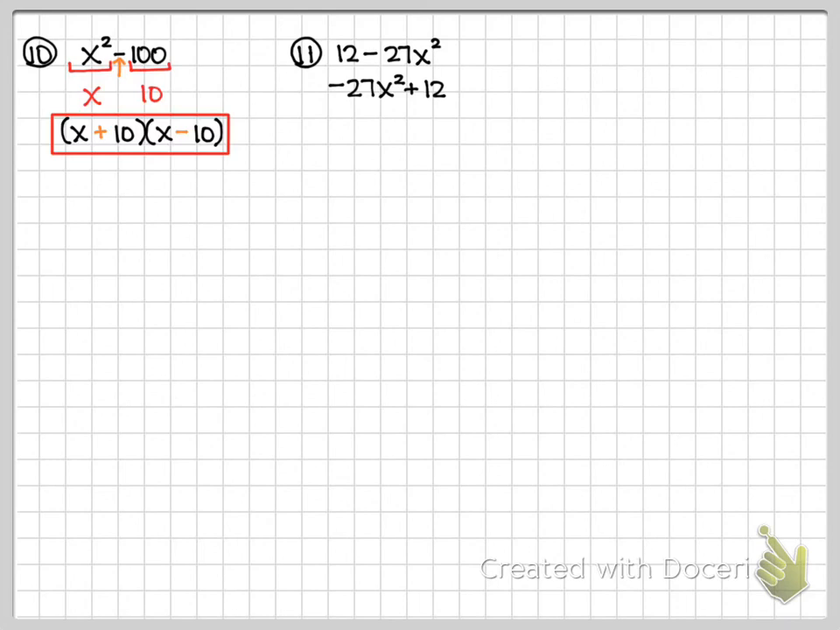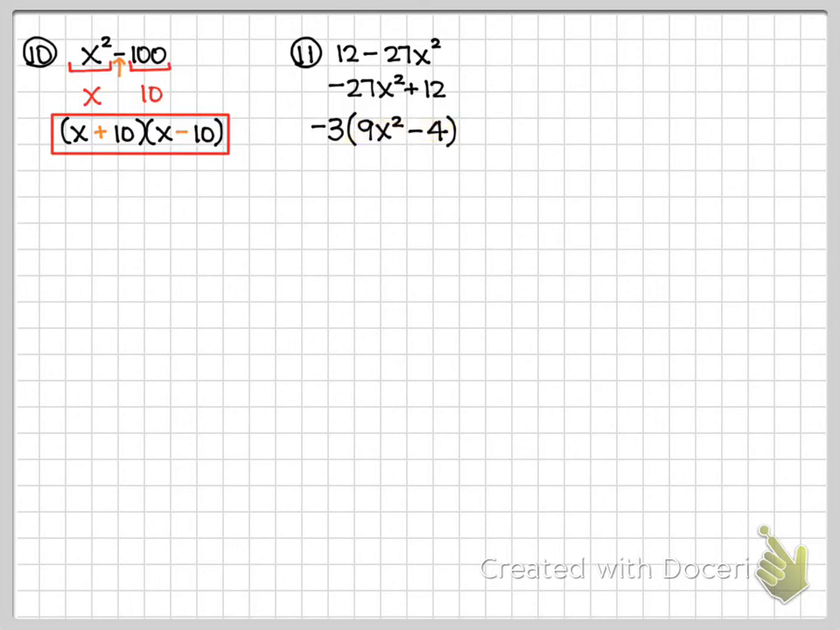And then I prefer to have a positive number on my x squared. So I'm going to divide out a negative 3. If I do that, that's going to give me a positive 9x squared and a negative 4. Look inside the parentheses. GCF? No, other than 1. 2 terms. Okay, let's check and see if this is a difference of squares.